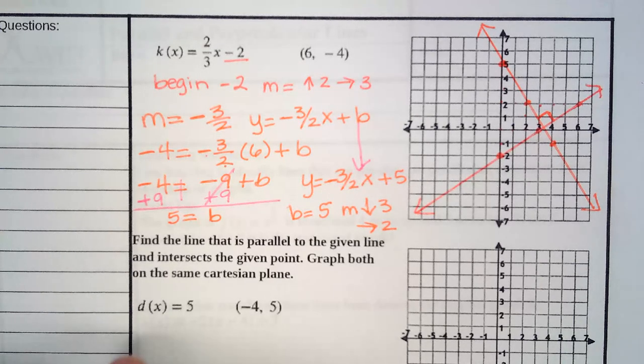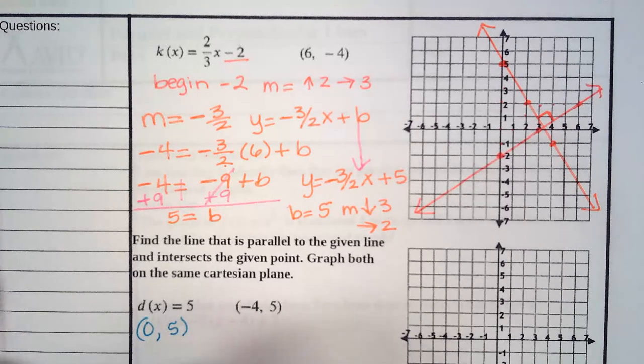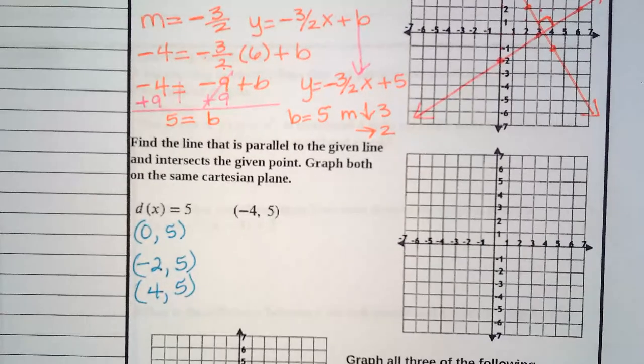So if I'm looking at d of x is equal to 5, what are some of the points that will be on here? Okay, so we know that no matter what the input is, our output is 5. So if I had 0, it would be 0, 5. If I had negative 2, it would be negative 2, 5. What about positive 4? It's still going to be 4, 5. Let's graph this and see what it looks like.